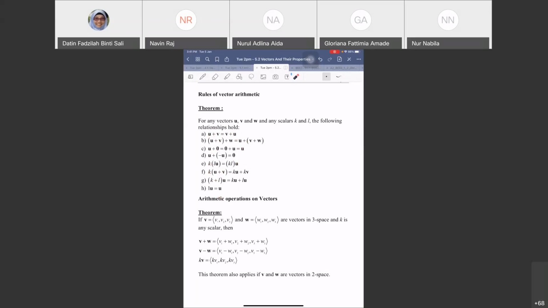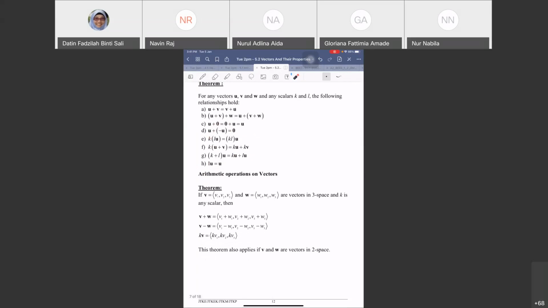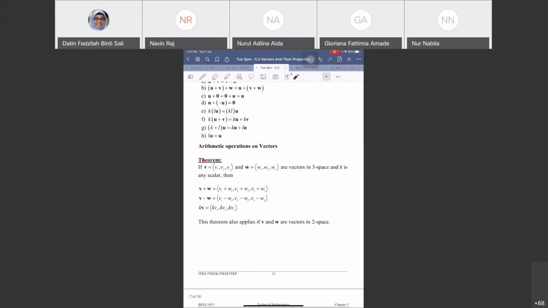Okay, you have that theorem. You also have this theorem. Another theorem is for operations on vector components. How do we actually add, subtract, and multiply a scalar from a component? So here it's quite straightforward.